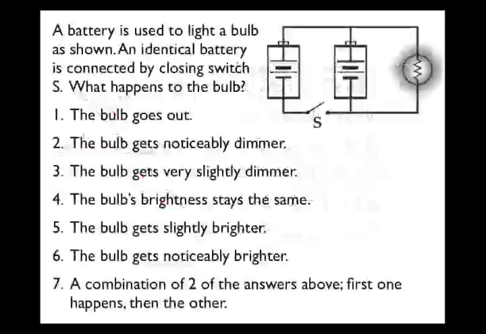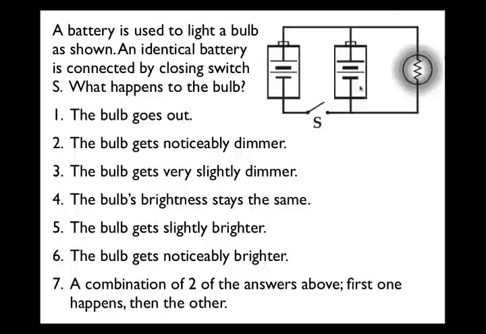Alright, another one. A battery is used to light a bulb as shown. An identical battery is connected by closing switch S. What happens to the bulb? So if I have this bulb that's lit and I close this switch to bring this battery into part of the circuit, what will happen? The correct answer is that the bulb's brightness will stay the same.